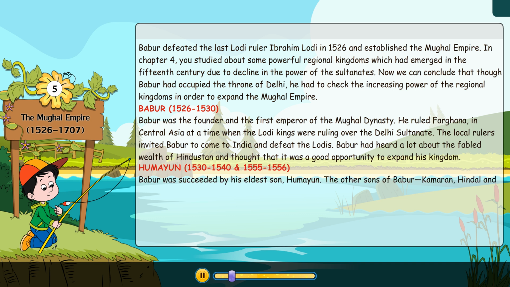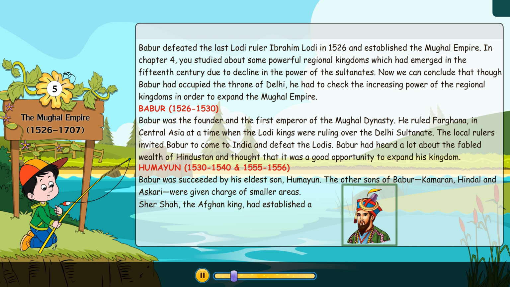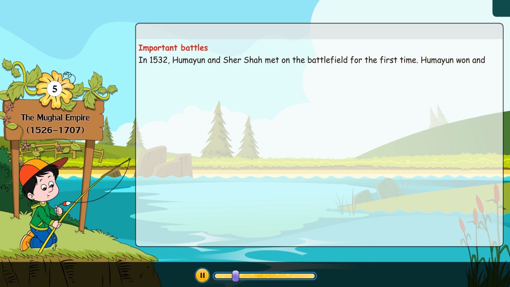Humayun, 1530 to 1540 and 1555 to 1556. Babur was succeeded by his eldest son Humayun. The other sons of Babur, Kamran, Hindal and Askari, were given charge of smaller areas. Sher Shah, the Afghan king, had established a powerful kingdom in eastern India and wanted to expand it towards northern India.